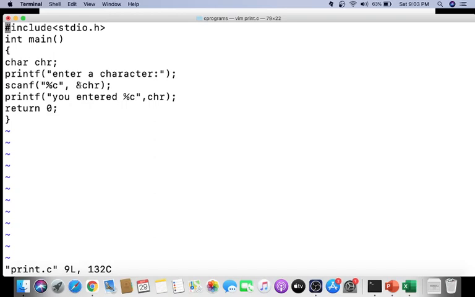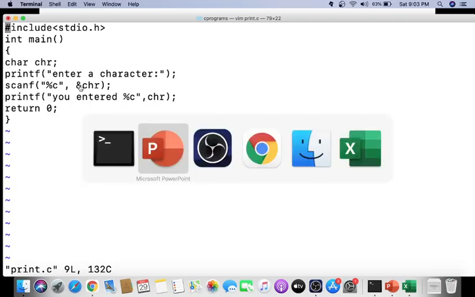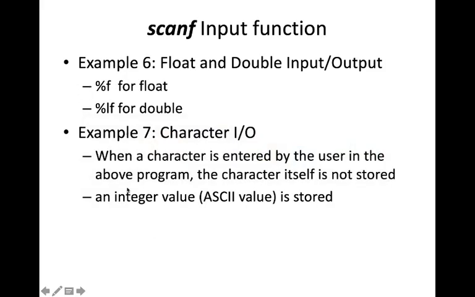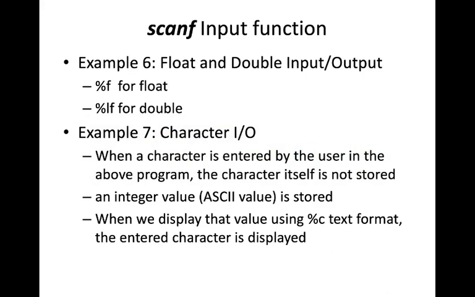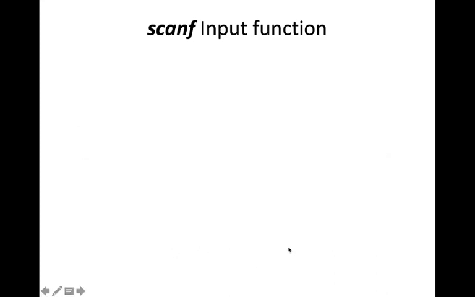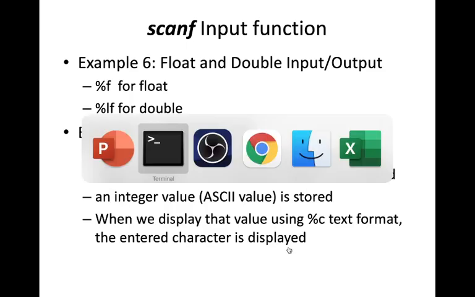Every character has some value. Here it is not just any integer value, it is the ASCII value that is stored. We will see that ASCII value, then you will understand. When we display that value with the %c format, the entire character is displayed. I will show another program here.